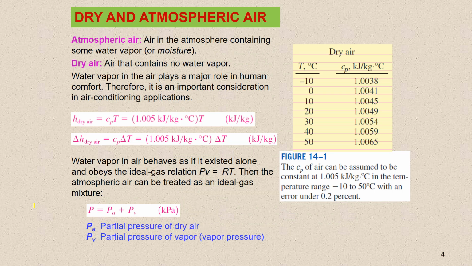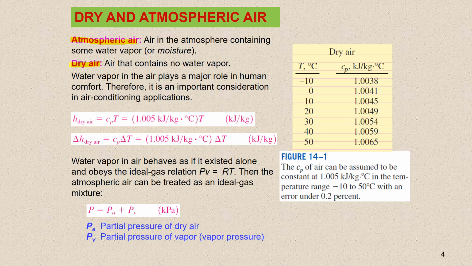First, let's look at the difference between dry and atmospheric air. Air is a mixture of nitrogen, oxygen and small amounts of other gases. Air in the atmosphere normally contains some water vapor or moisture and is referred to as atmospheric air. By contrast, air that contains no water vapor is called dry air. It is often convenient to treat air as a mixture of water vapor and dry air, since the composition of dry air remains relatively constant, but the amount of water vapor changes as a result of condensation and evaporation from water bodies and even the human body.